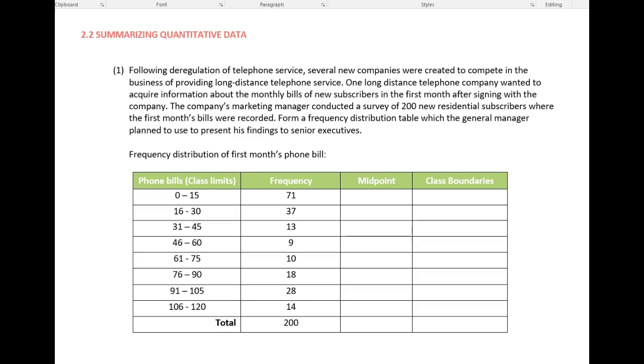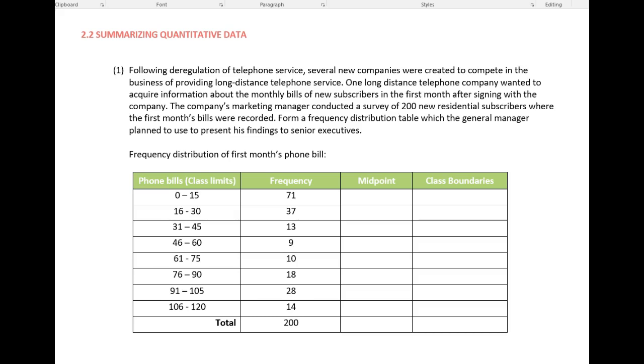Okay, and so the histogram is obviously just going to be the visual, graphical representation of a frequency table for quantitative data. So let's go ahead and get into it.